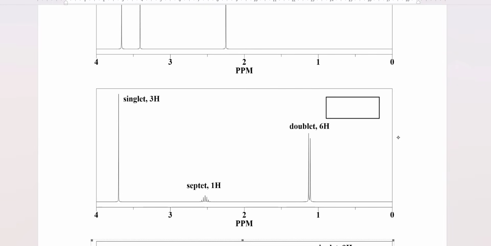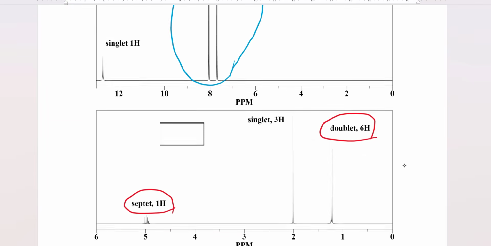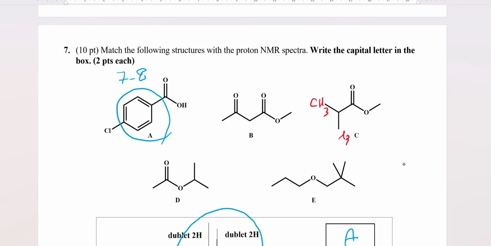And again, we see the same pattern here. But which one belongs to C? Which one belongs to D? The key for answering this question is the chemical shift for attachment to the oxygen. Attachment to the oxygen causes the signal to appear around 3.5 to 4.5. Here CH is attached to the oxygen. So the septet with 1 hydrogen should be around 4.